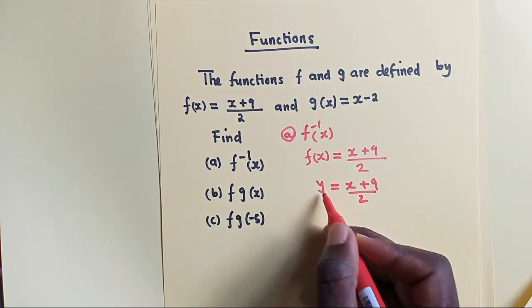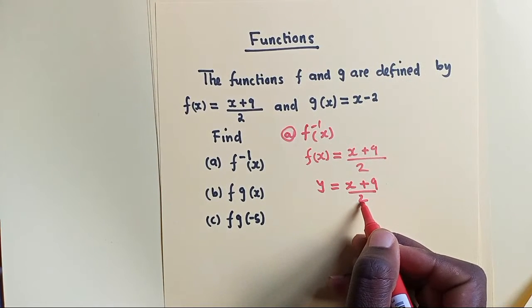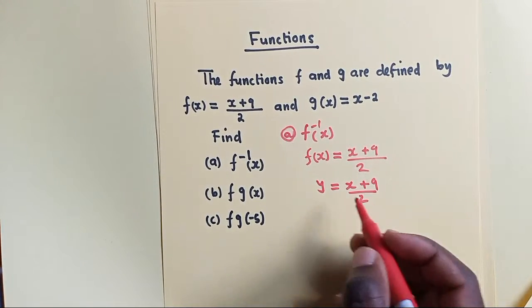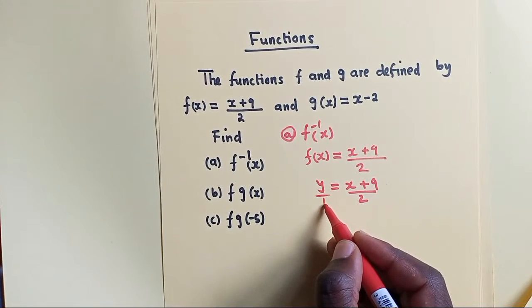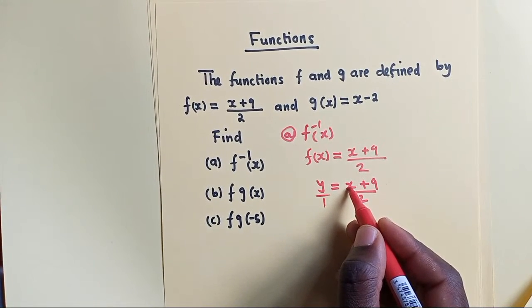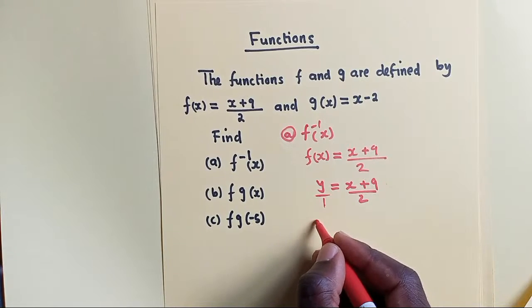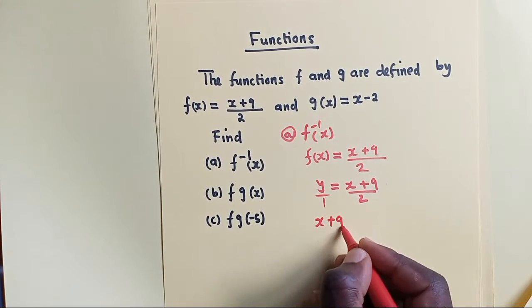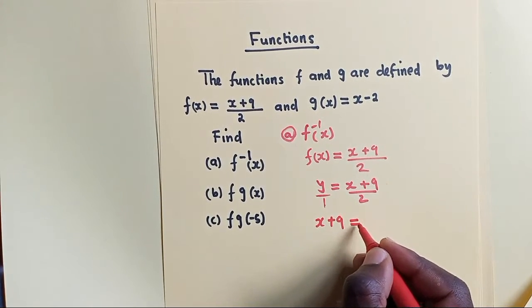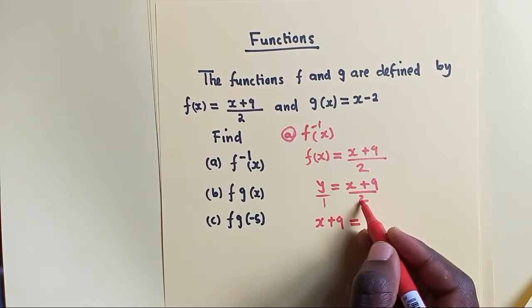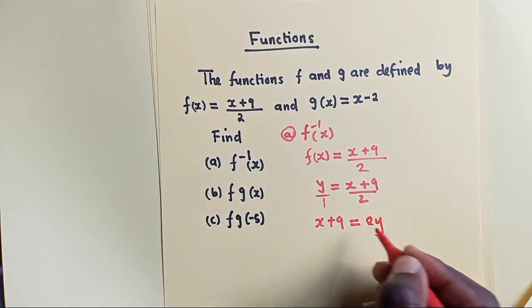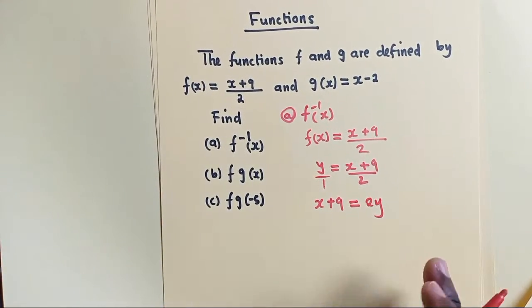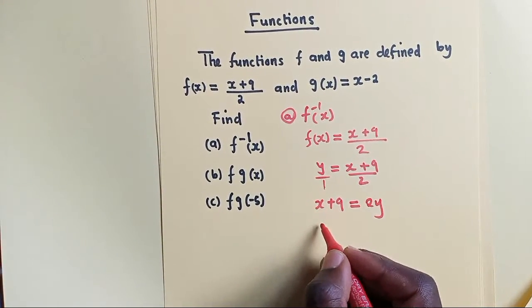So y multiplied by 2. Or if you don't mind, you can say, okay, here there's a 1. So you say this 1 multiplied by x plus 9. It will be x plus 9, which is equal to y multiplied by 2. It will be equal to what? 2y. Okay? So once we get this, we are trying to make x subject of the formula.